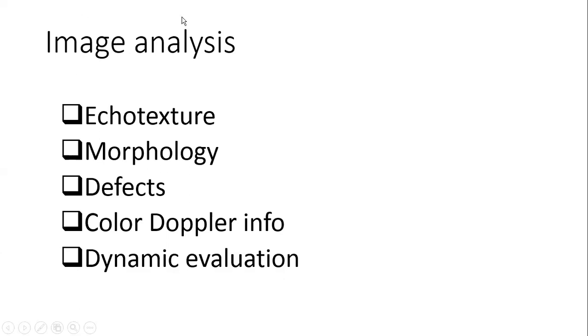So first one is you're looking for what kind of echotexture you see. Let's say you are evaluating a tendon, and that can be any tendon, supraspinatus or patellar tendon. So you're looking for what kind of signal you get. So is it hypoechoic or hyperechoic? So that's echotexture.